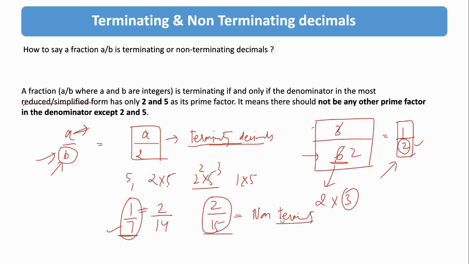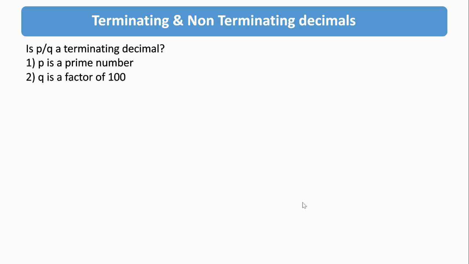Okay, now let's go to some of the questions. Try this one. You can pause the video to try this question. Now, if you see this question, they are asking, is p upon q a terminating decimal? Now let us see. P is a prime number. Okay, so it is giving no information about the denominator, so this is not sufficient. Now q is a factor of 100.